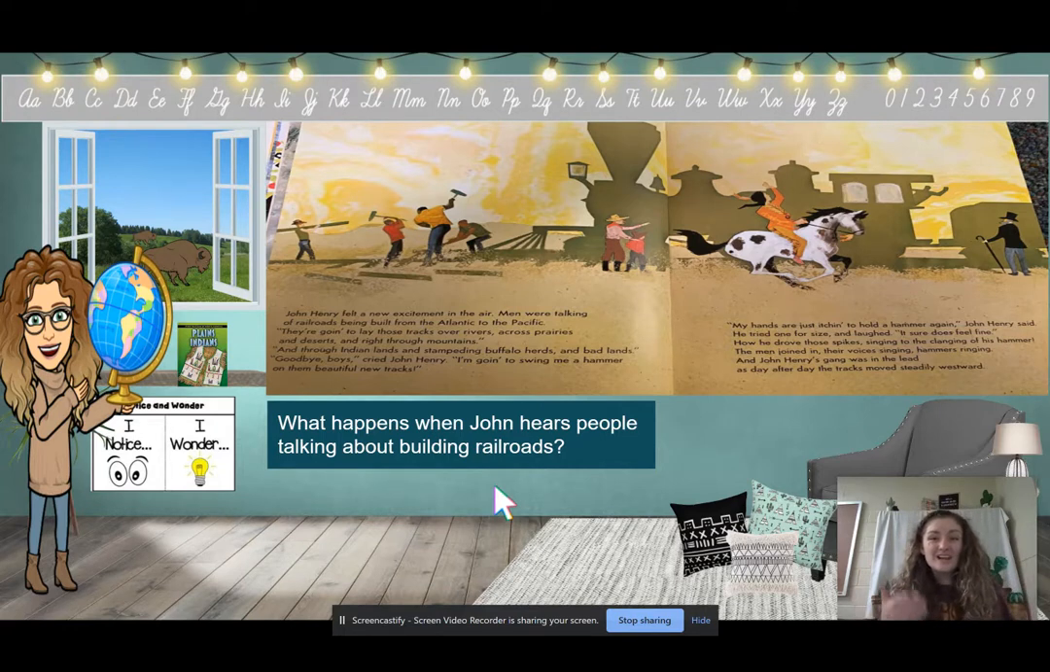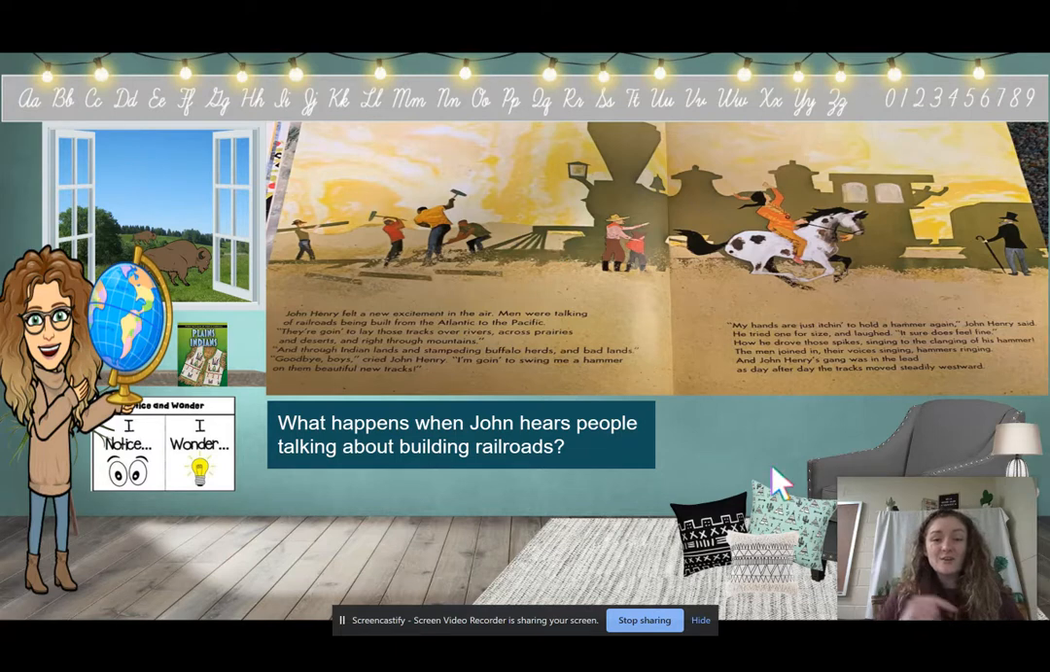So John Henry spends his time on the riverboat. What is the next event that happens? What does he move on to do? Where does he start working next? Tell me in the puzzle. He starts working on the railroad, right? And he starts swinging his hammer on those railroad tracks.